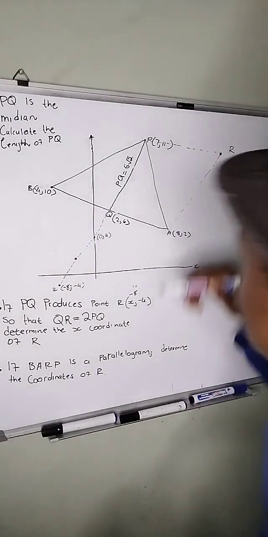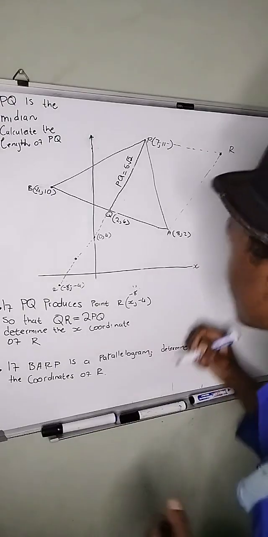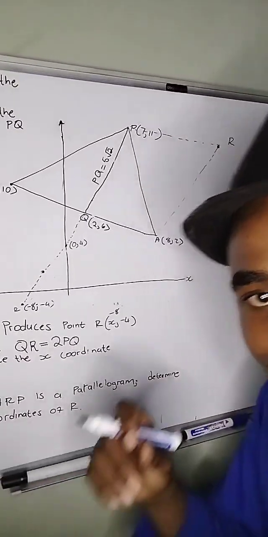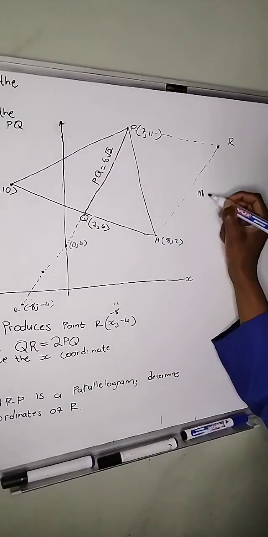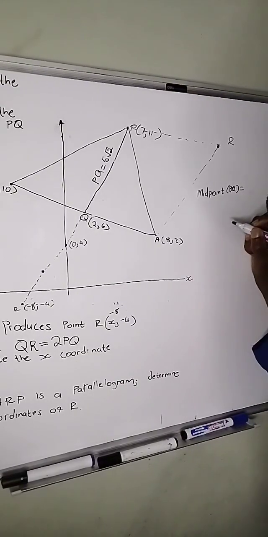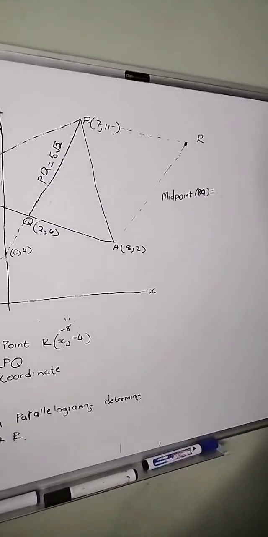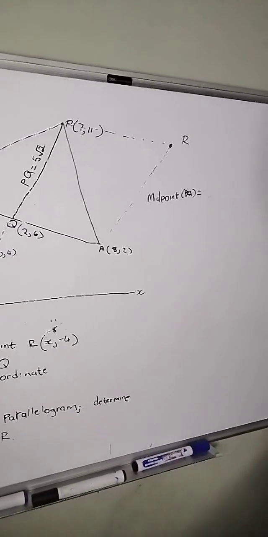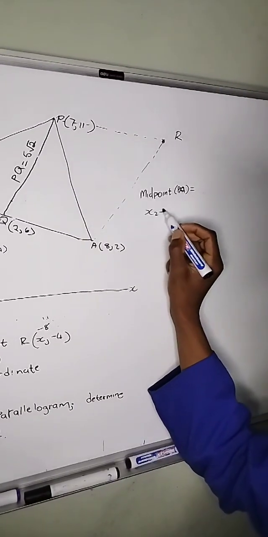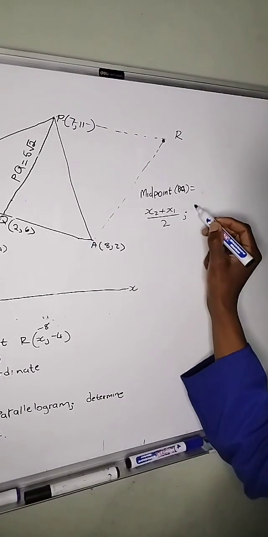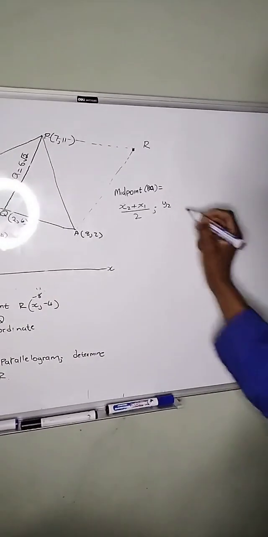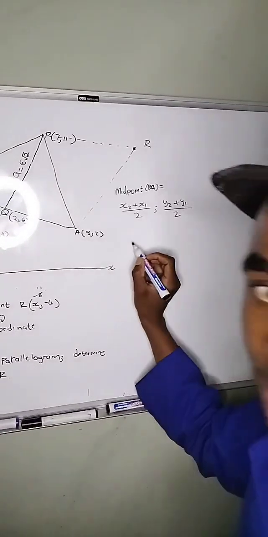So let's get the midpoint of PA. What is the midpoint of PA? My focus is on PA. The midpoint is going to be x2 plus x1 over 2, comma, y2 plus y1 over 2. Then what is my x2?